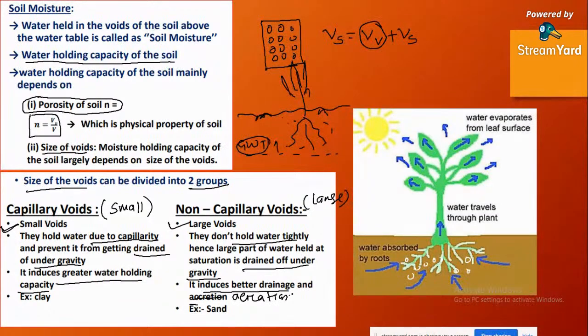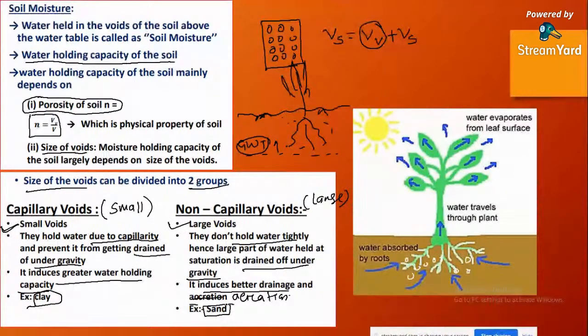Okay, so the air will be circulated properly throughout the voids, and it will induce very proper drainage of the water. So if you ask me for an example of a capillary void, that is clay. Okay, very small voids will be there. And if you ask me for an example of a non-capillary void in a soil, that is called sand. Sand has very high voids.